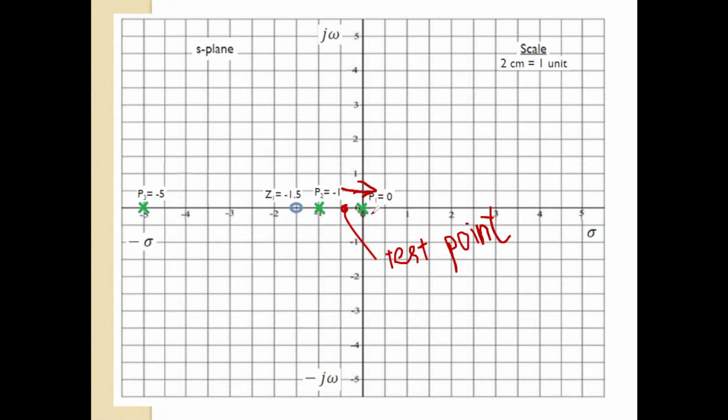Now consider a test point on the left side of P2. Now look towards right.